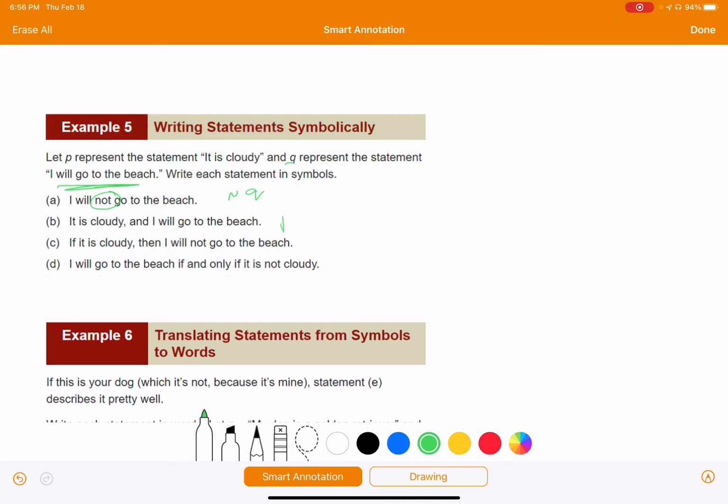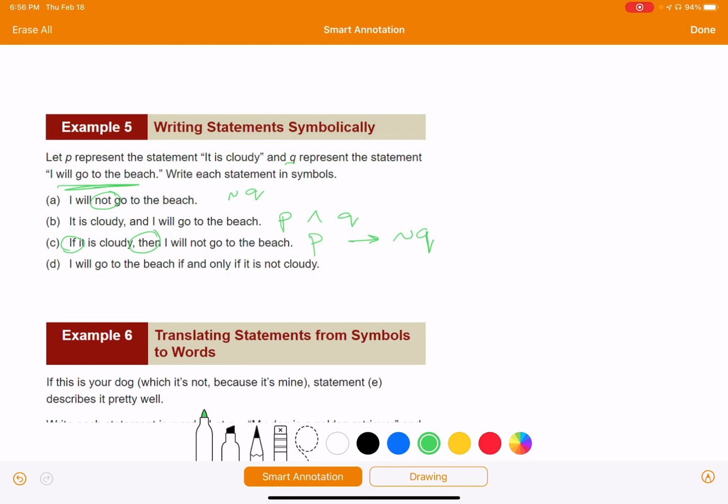It is cloudy, that's my P, and I will go to the beach. So, and is my up arrow. If it is cloudy, then I will not go to the beach. This is an if-then, so I know that it's a conditional. If it is cloudy, then I will not go to the beach. So I'm negating my Q.